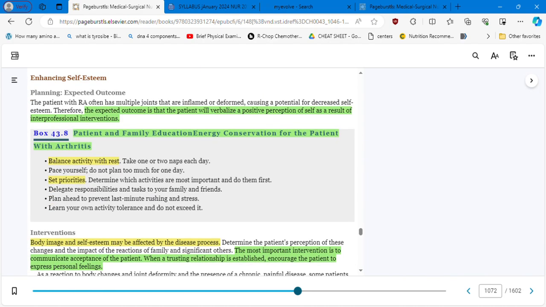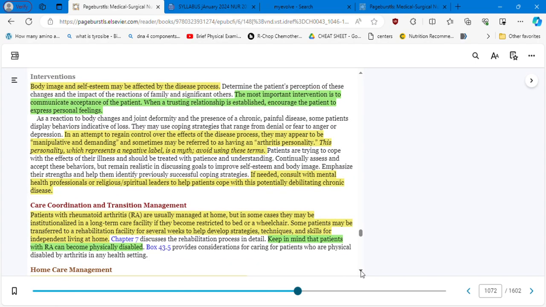Here we go. So, patient and family education: energy conservation. We need to balance activity with rest. These are the most important factors, I believe. Set priorities and delegate, right? When you cannot perform certain activities.